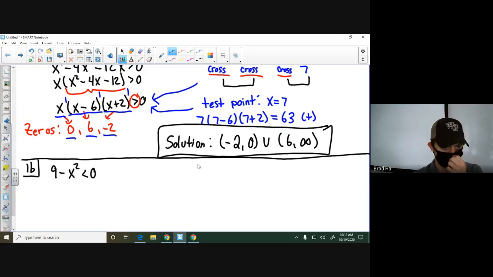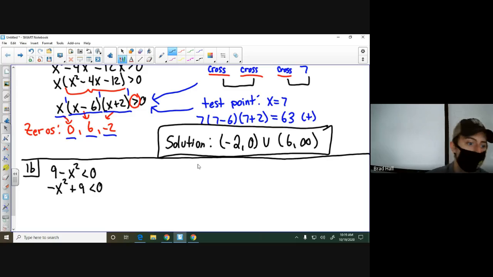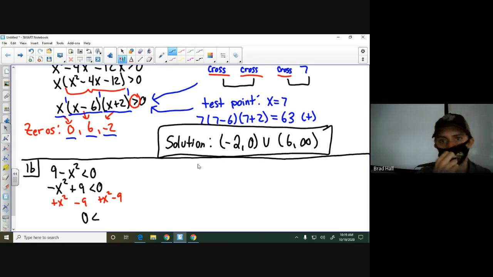For this problem, to put this in standard form, not only do we need to swap the terms, to put the dominant term first, but we also need the dominant term to be a positive number. Generally, that's very helpful when we factor. So by simply adding x squared on both sides and subtracting 9 on both sides, now we have 0 on the left side, and on the right side, we just have x squared minus 9.